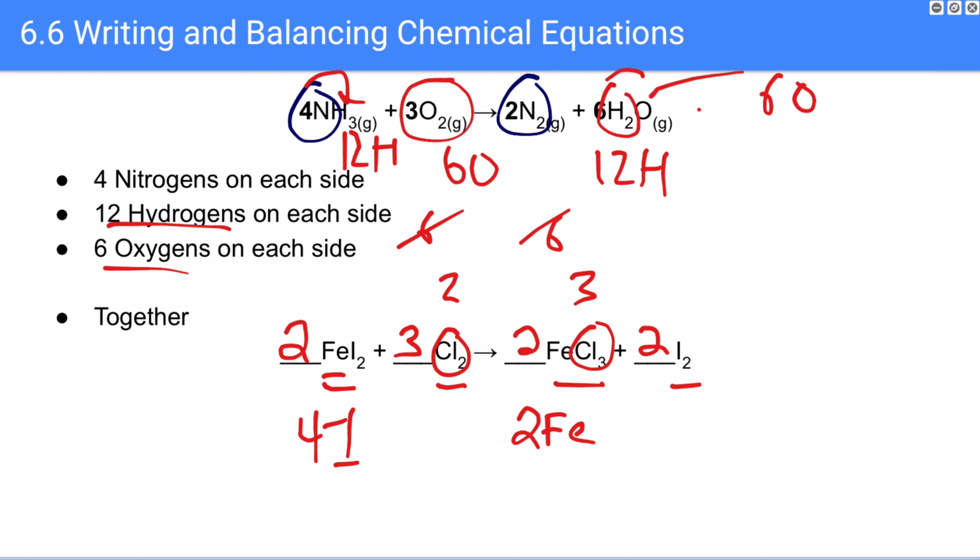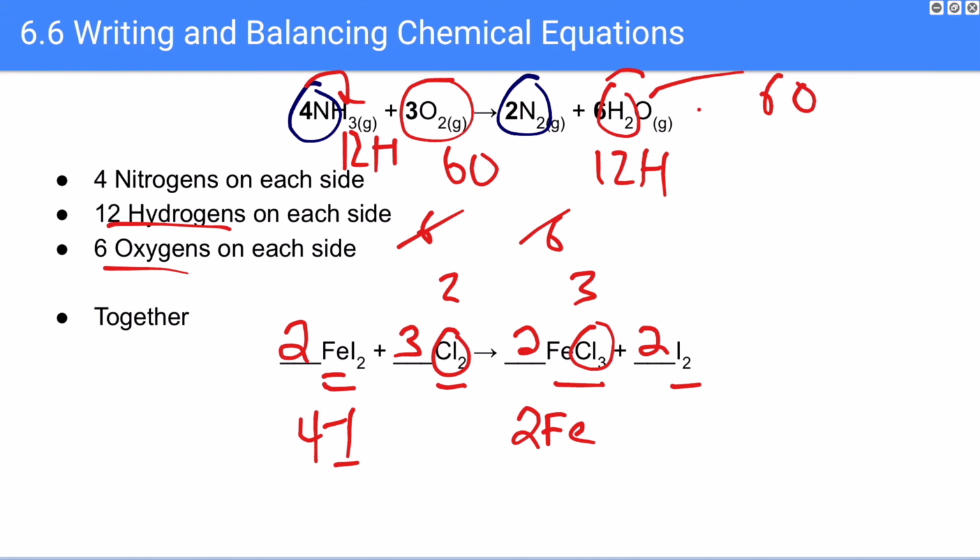So do you see how I'm working back and forth? I start with one point of contention, and then I work back and forth between my reactants and product side in order to figure out how to go through and balance my chemical equation, okay? There's a couple of other tips and tricks that we're going to show you, but that covers the gist of how we go through and balance our equations.